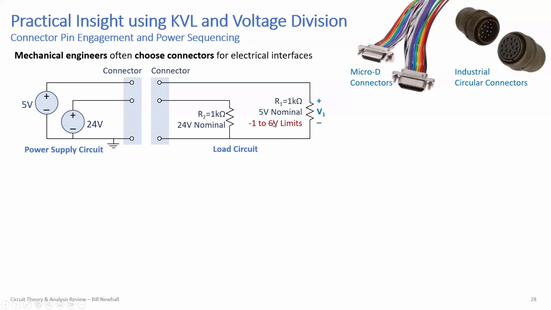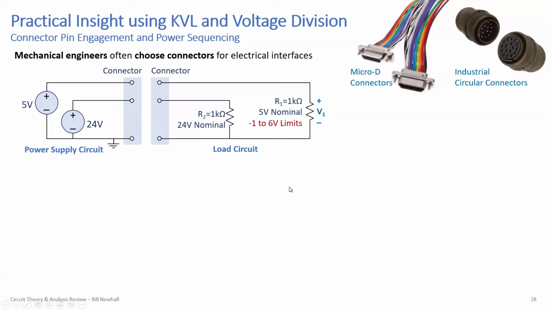Okay, let's suppose that this load R1 is some kind of digital circuit, and it has a voltage range outside of which you would damage that circuit. Let's say -1 volt to 6 volts are the absolute maximum limits of that load. So you think, well, so what? We have 5 volts and 24 volts. I'm going to get 5 volts across R1. I plug the connectors together. I'm going to have 5 volts across R1.